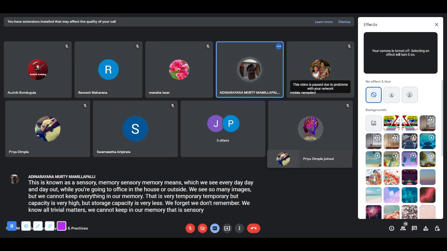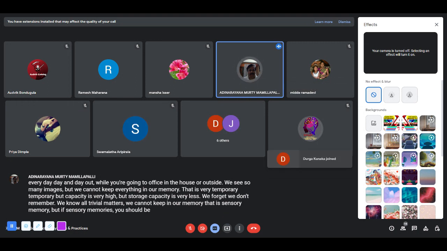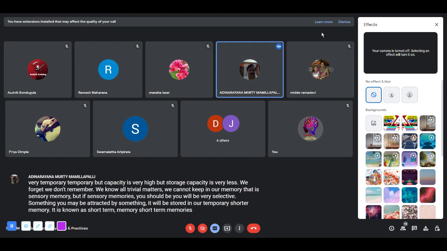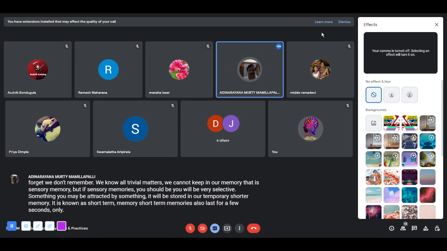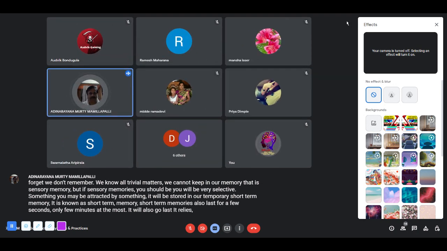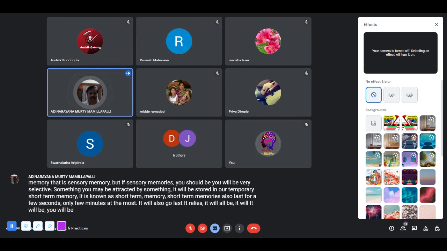That is sensory memory. But in sensory memory, you will be very selective. If you are attracted by something, it will be stored in our temporary short-term memory. Short-term memory also lasts for a few seconds only, a few minutes at the most. It will also go. You will be losing that short-term memory also.